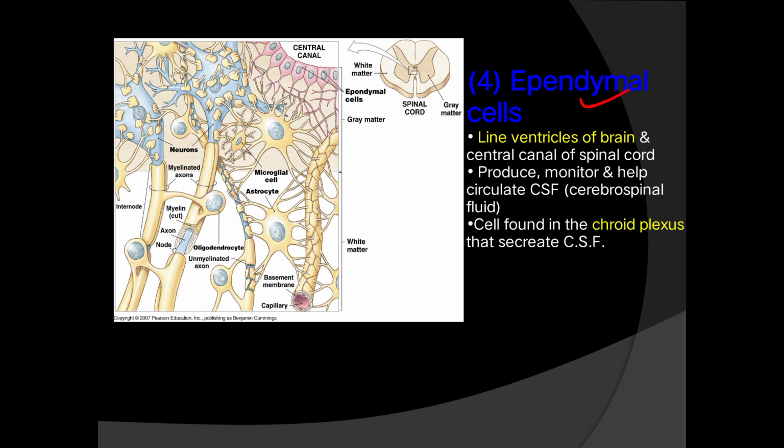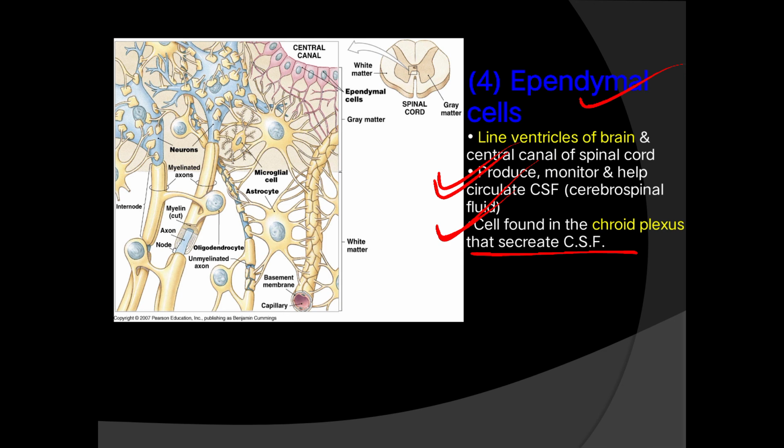Next is the ependymal cell. They line the ventricles of the brain and the central canal of the spinal cord, and they produce, monitor and help to circulate the cerebrospinal fluid. The cells found in the choroid plexus secrete the CSF. We know the ventricles in the brain are the two lateral ventricles, the third ventricle, then the fourth ventricle. These ventricles are lined internally by this kind of cell, and they are also found in the central canal of the spinal cord.